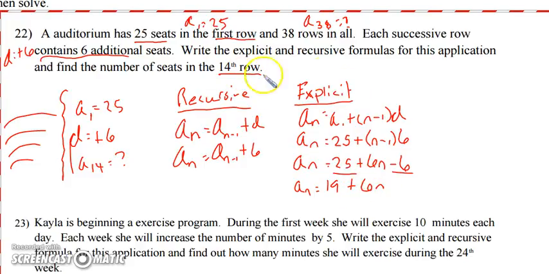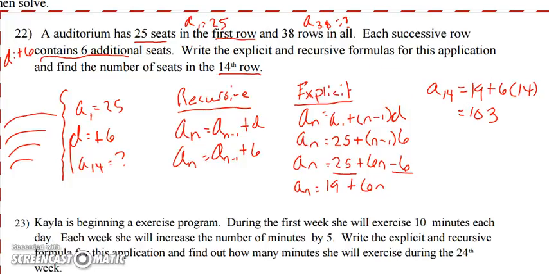Now there's our explicit. If we want to find the 14th row, we just say A14 equals, replace n with 14, or whatever term you're looking for. There it is. You can do that in your calculator. It comes out to be 103. And that's all you have to do for that. That's the end of that problem. So recursive, explicit, and finding the term, pretty standard problem. We've done this. All we're doing is taking a problem and putting it into context.